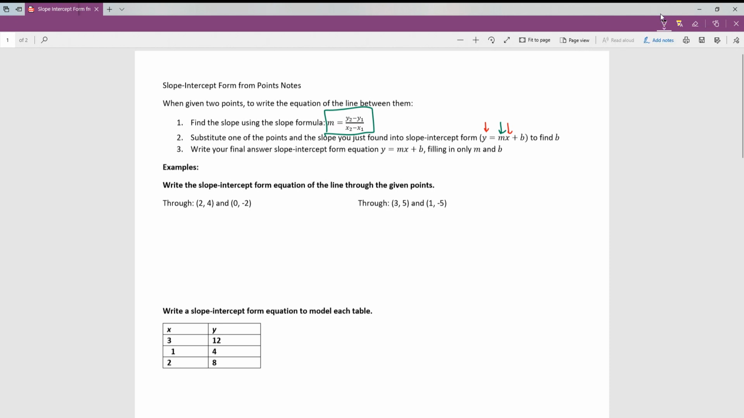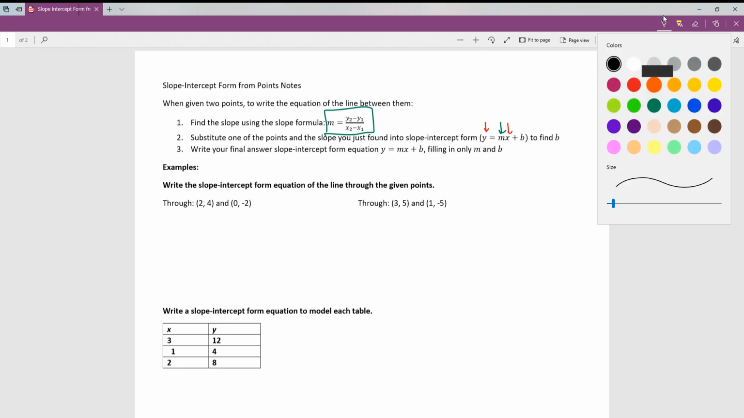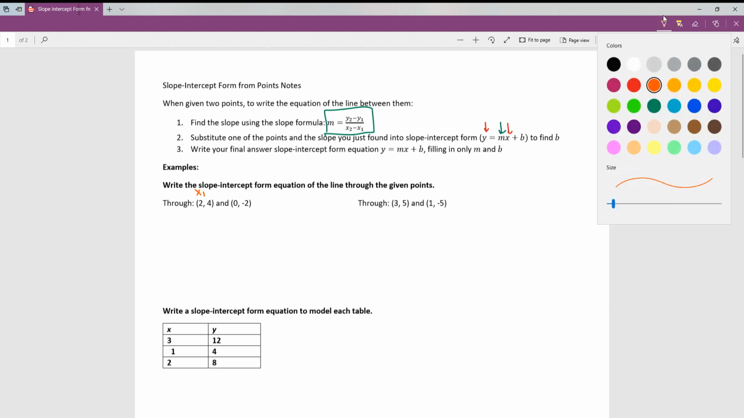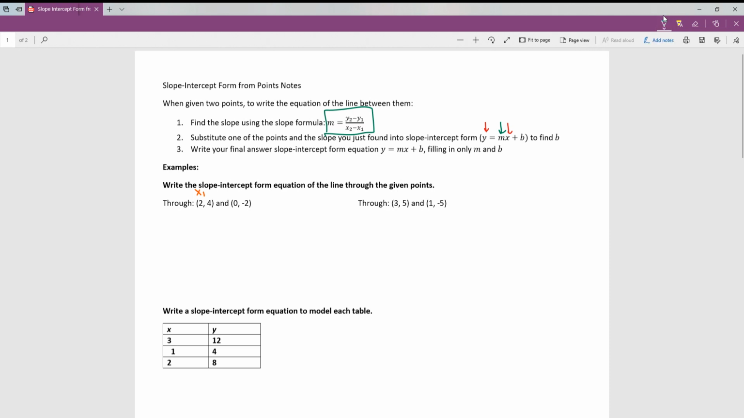So I like to start by labeling what x1 and y1 are. It just helps me out. So if I'm going through 2, 4, and 0, negative 2, x1 is the first x coordinate I see, so x coordinate of the first point is 2, which means that 4 is y1, it's the y coordinate of the first point I see. So then for the second point, x2 is 0, y2 is negative 2.